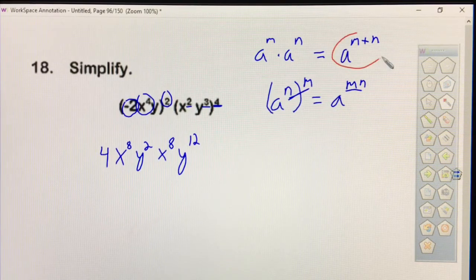Now I'm going to implement this rule. I'm going to add exponents. So x to the 8th times x to the 8th is 4x to the 16th. Y to the second times y to the 12th, I add them, that's y to the 14th.